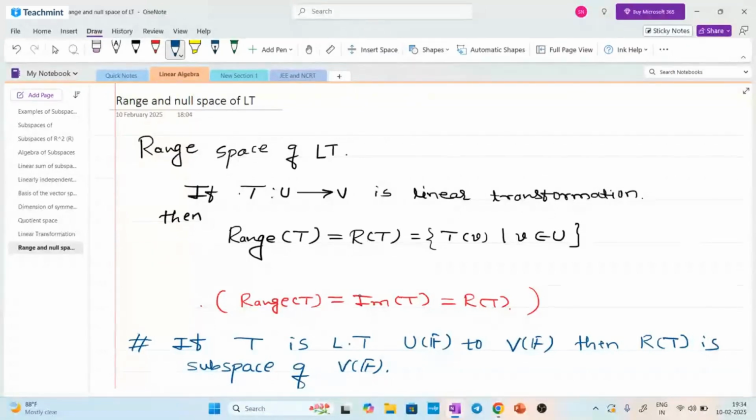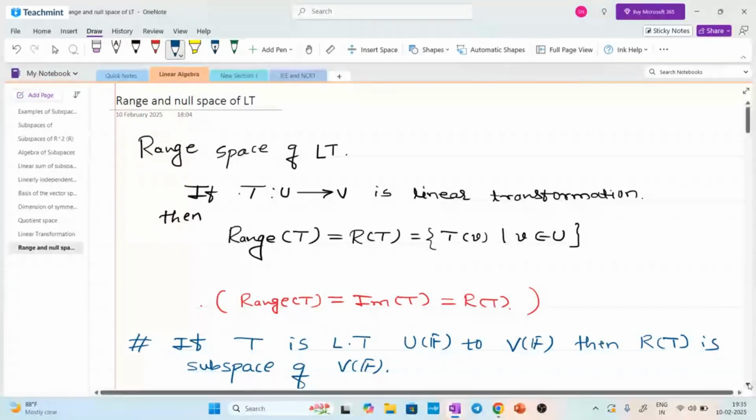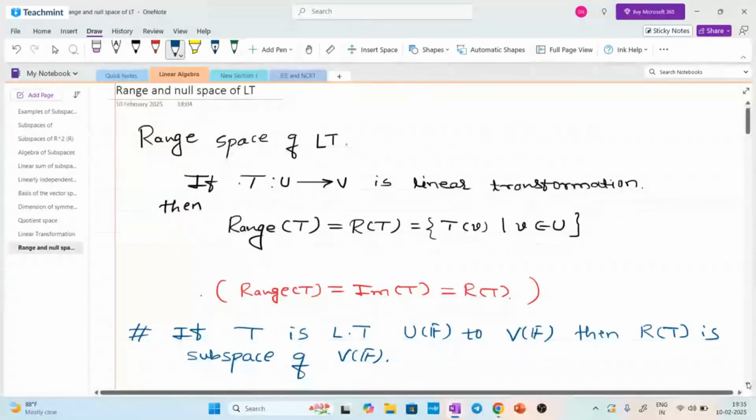Okay, that is T of P, the image of T for the vector P. You take all the domain vectors from U, then you can find their images, and that collection is called the range of T. Okay, next, it is also called the image of T.